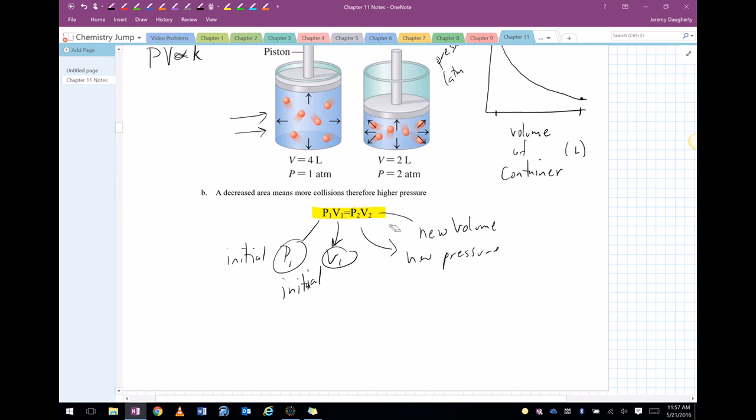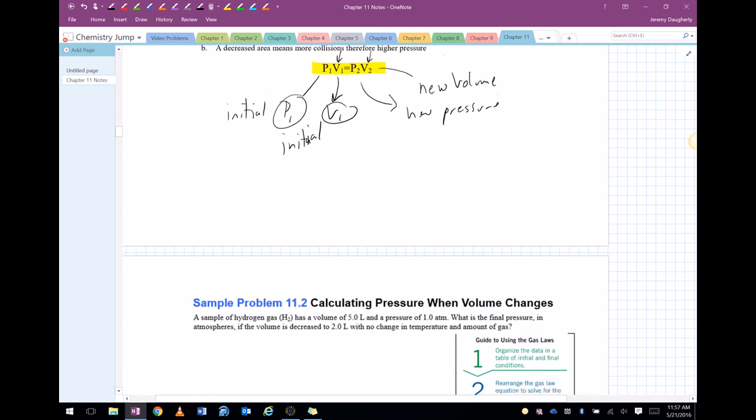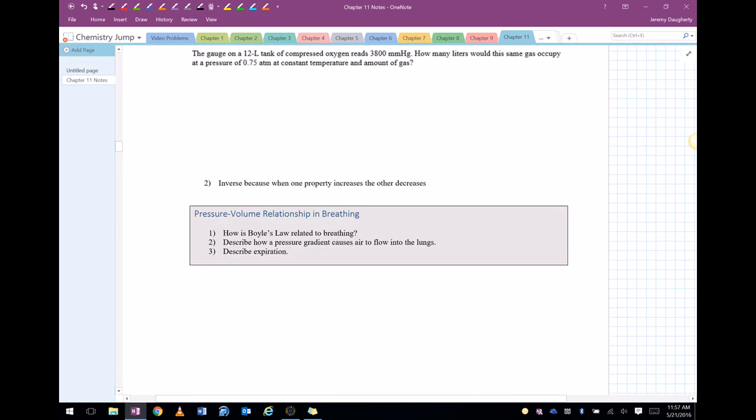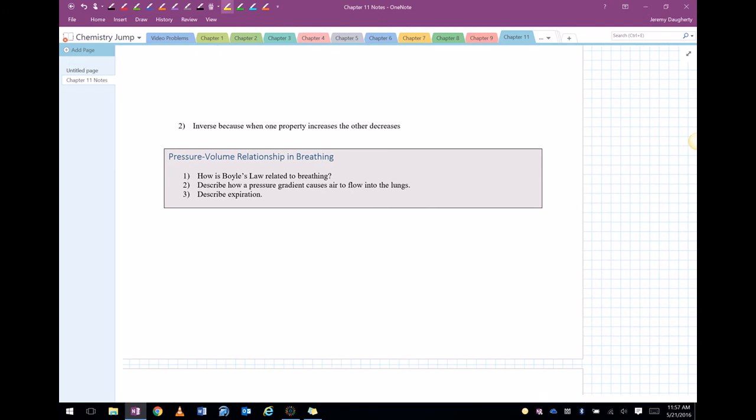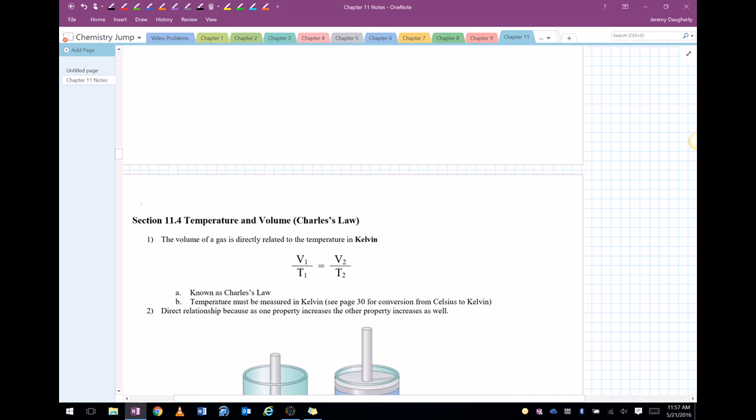Right? Now, it doesn't matter what units you have so long as your units match. So in other words, if your volume is in liters, your second volume has to be in liters. Okay, so they just have to match, but it doesn't matter what they are. Now, why is it inverse? Because when one property increases, the other decreases. I find that most people don't have a problem with that idea.